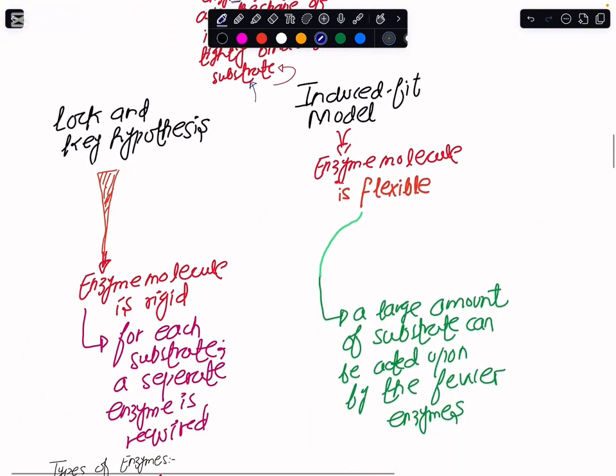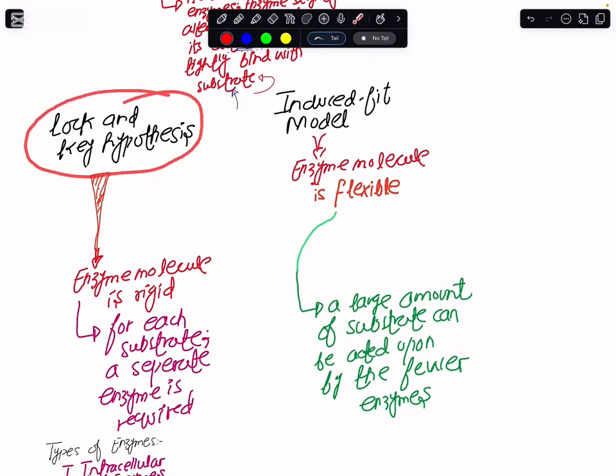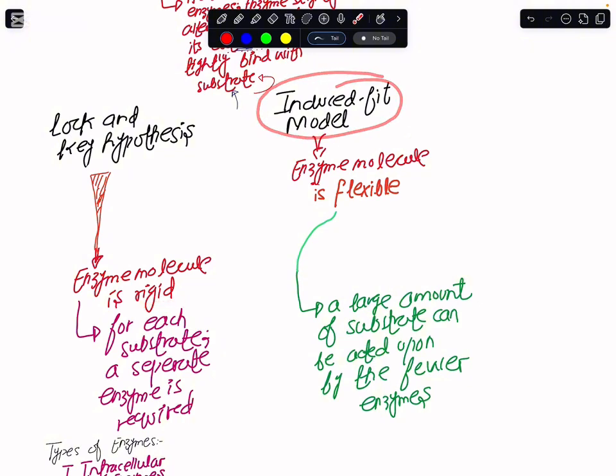So if I were to conclude these two models, what we need to know is that as per the lock and key hypothesis, the enzyme is a rigid molecule, and as per the induced fit model, the enzyme is a flexible molecule. As per the lock and key model, for every separate substrate we require a specific enzyme. But as far as the induced fit model is concerned, if we have a large amount of substrate, we would need very few enzymes against it, because enzymes are in a position to slightly change the shape of their active site.